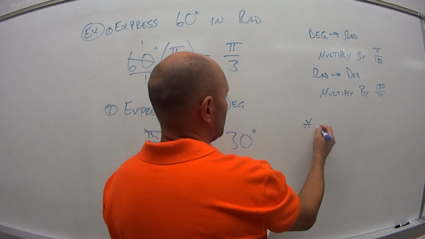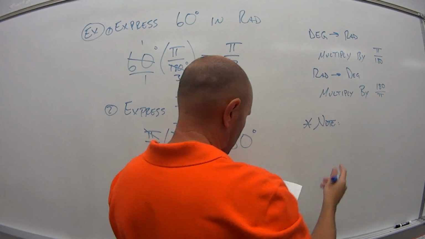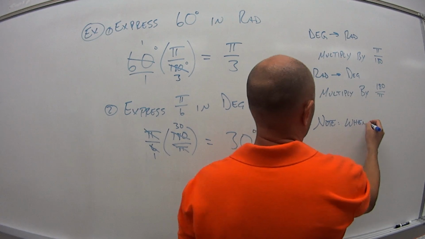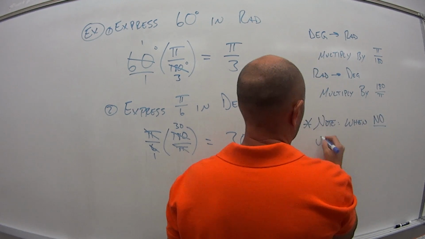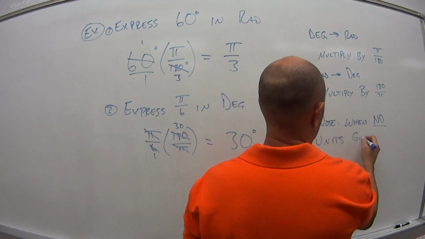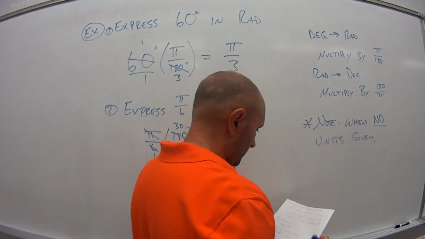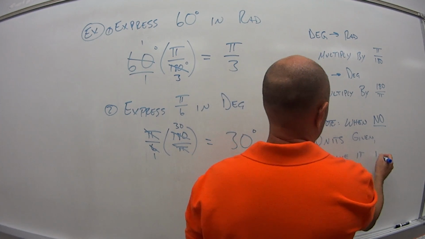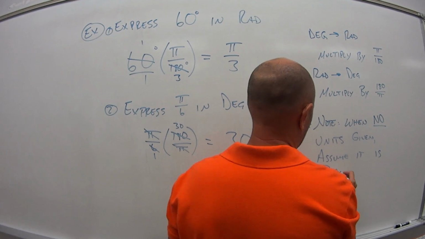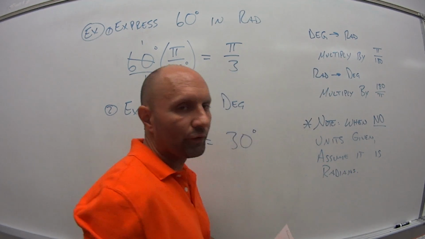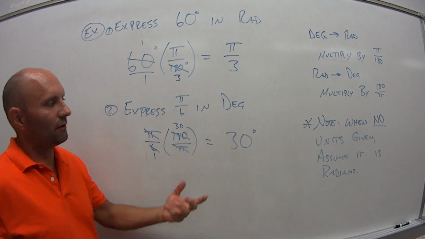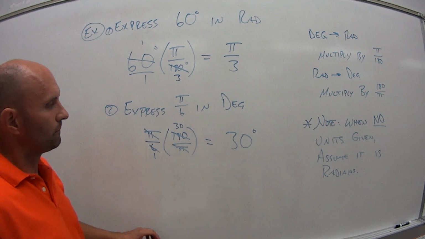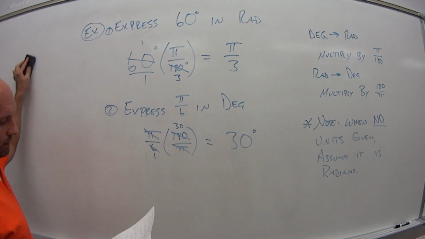And just as a note, when no units are given, then assume it is radians. So if you're given a measurement of an angle, and it doesn't say degrees or something like that, just assume that they're talking about radians then. All right, let's move on.